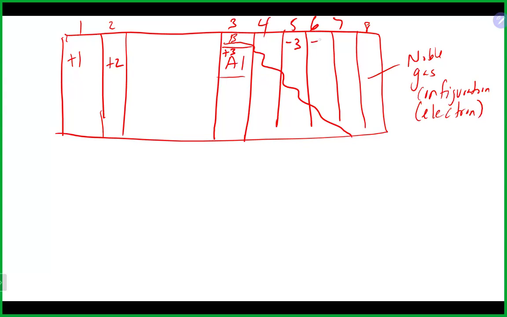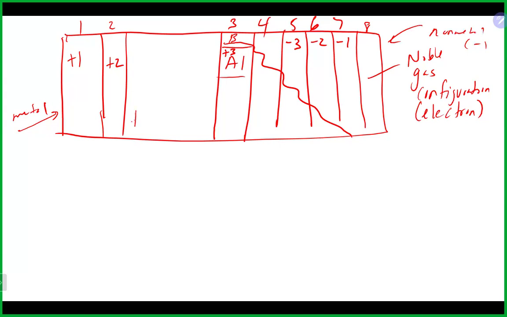Group 6 will make -2, like oxygen, sulfur, and selenium. Group 7 will make -1: bromine, chlorine, fluorine, iodine. So it's kind of like 1, 2, 3 positives, skip, go backwards, 3, 2, 1 negatives. Once again, these are metals on this side, which should be positive. Up here are our non-metals, which should be negative as you go through there.